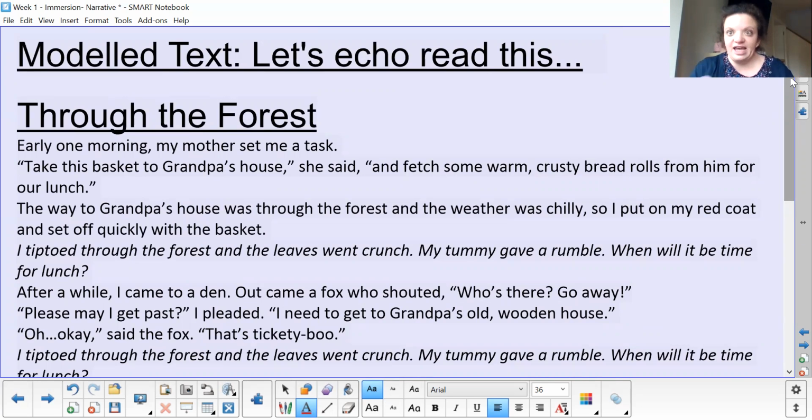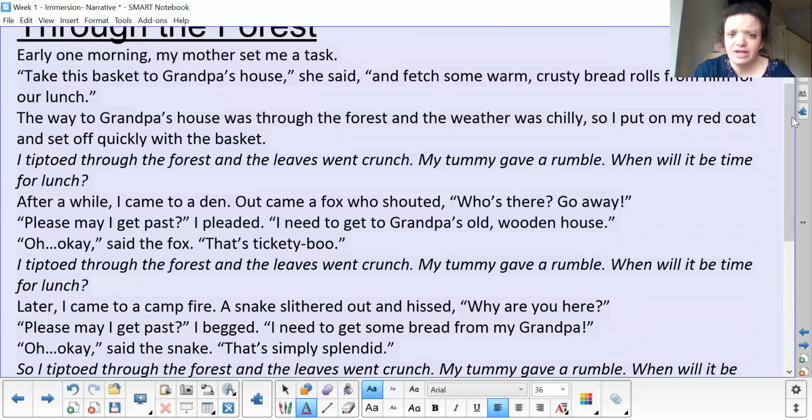Now let's remember this saying because it's said again and again. I tiptoed through the forest and the leaves went crunch. My tummy gave a rumble. When will it be time for lunch? Then I came to a den. Out came the fox and he shouted, "Who's there? Go away." So first, I'm going on a journey to my grandpa's house. I then put on my red coat and I'm going to catch the warm, crusty bread. I tiptoe through the forest, we have that line, and the first person I meet is a fox.